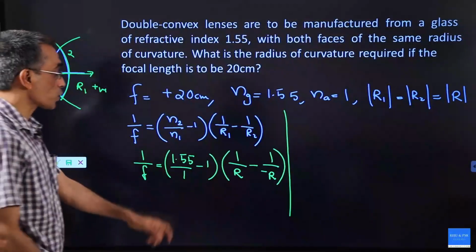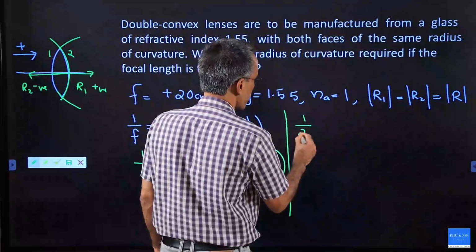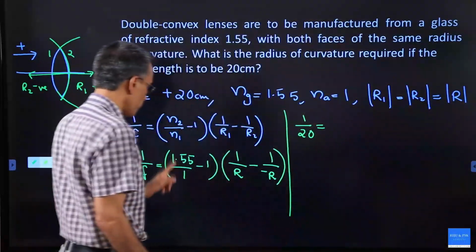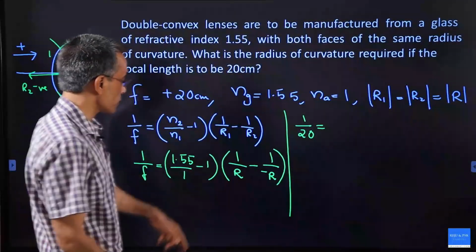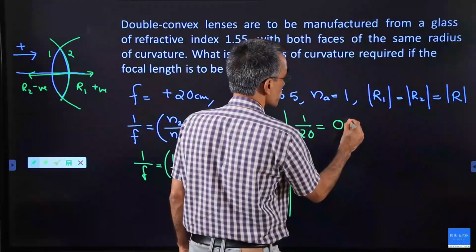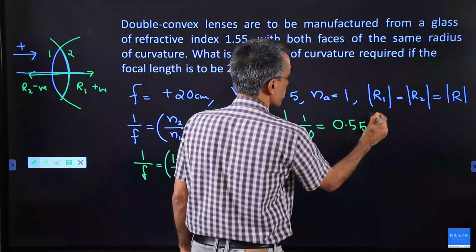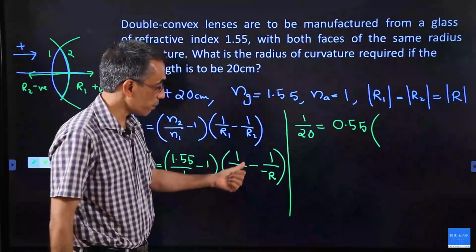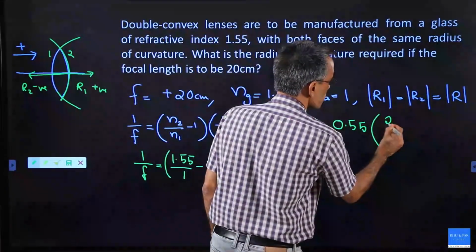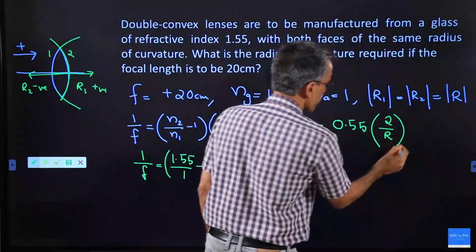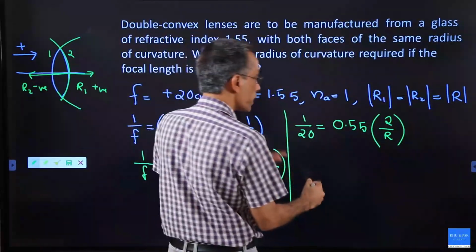And f is given as plus 20. So this can be written like 1 by 20 equal to 0.55 times, 1 by r plus 1 by r, which gives you 2 by r. We want to find out r, so take the reciprocal.